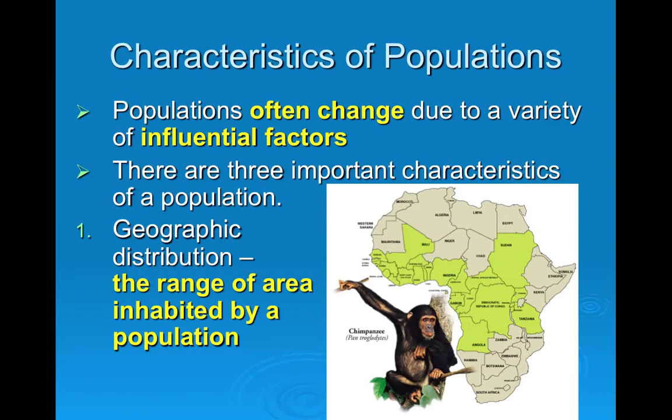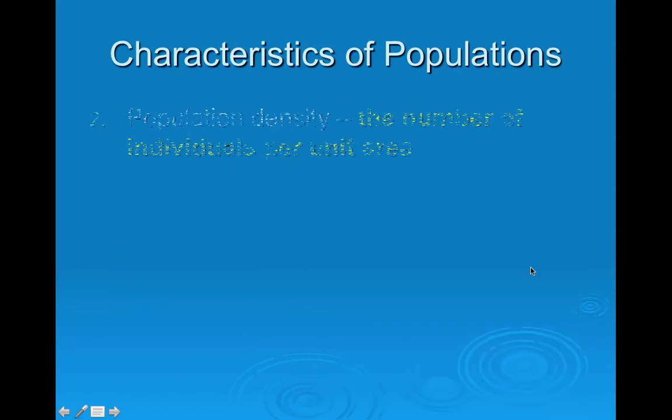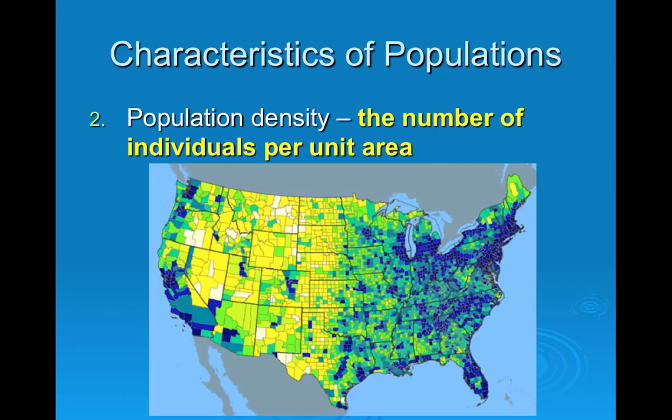Now humans, on the other hand, have done a great job of occupying every square inch of the world, and they have a very wide geographic distribution. We could also look at the population density, and that is just the number of individuals per unit area. Looking at this picture, blue indicates very high population density. However, the white and the lighter shades of yellow are very low population density.